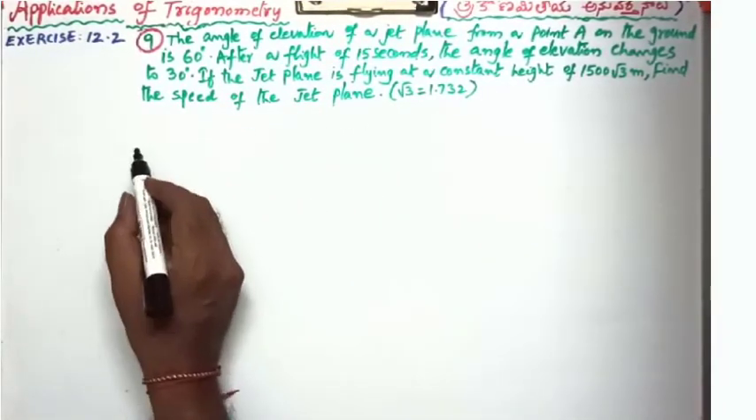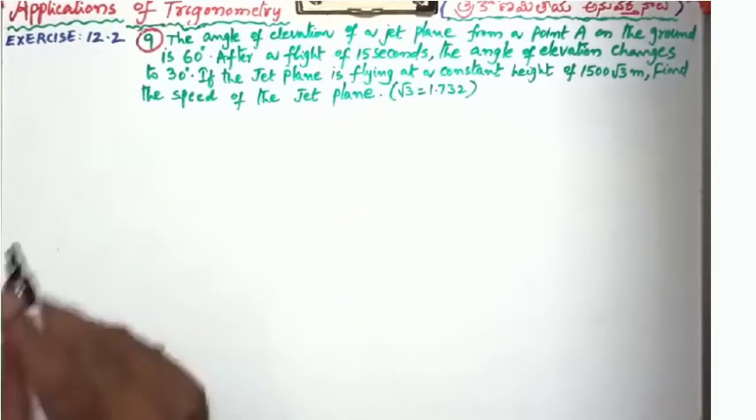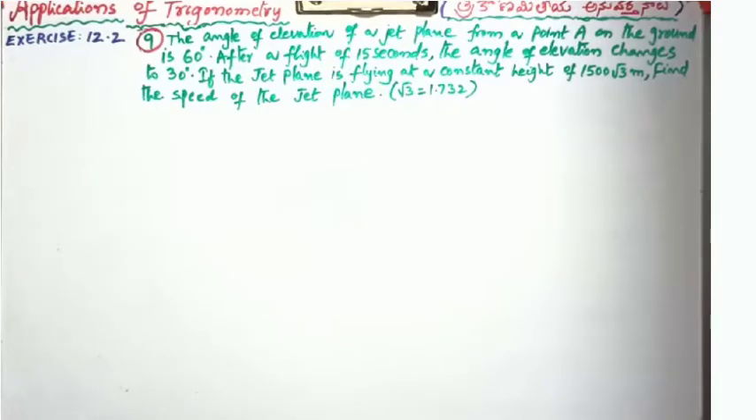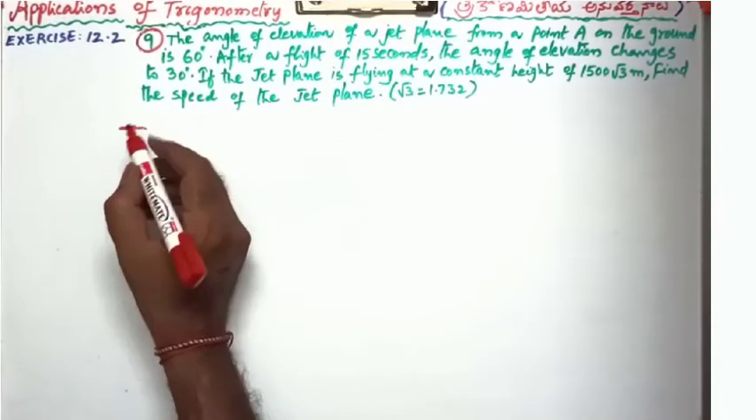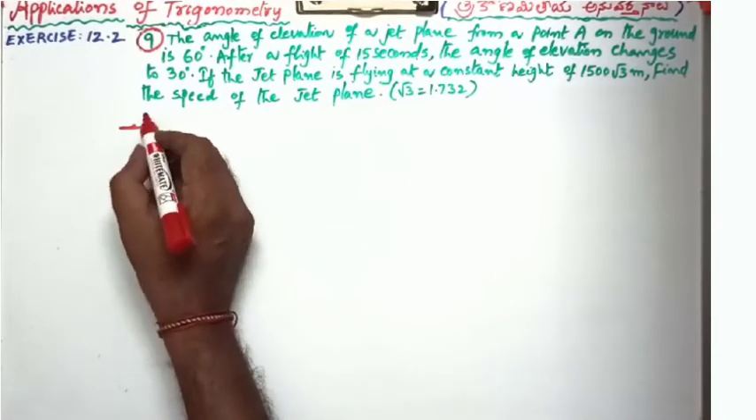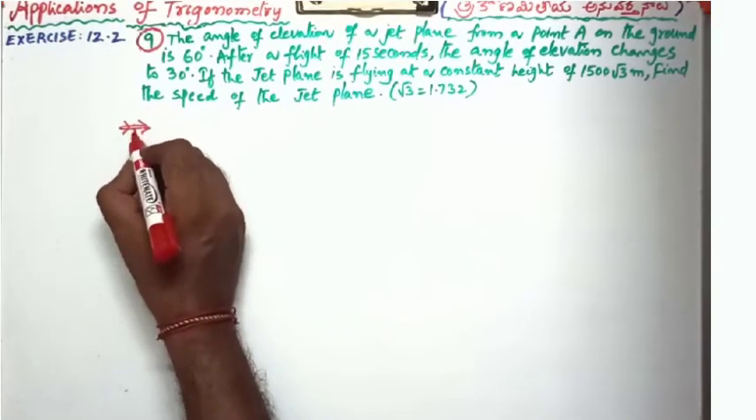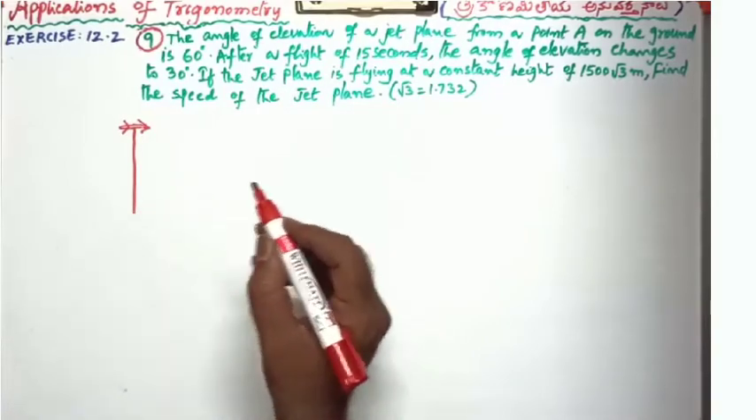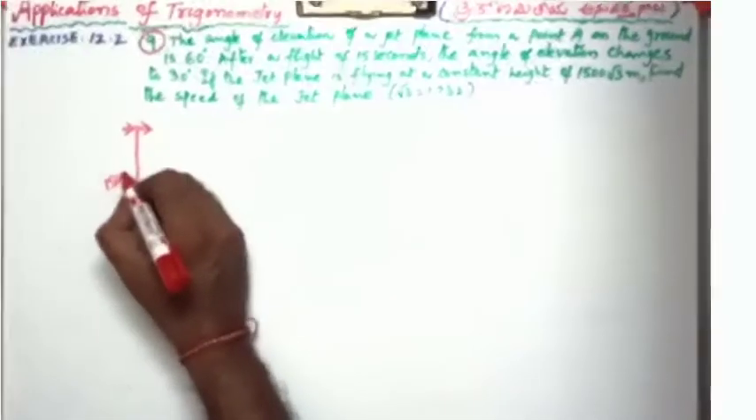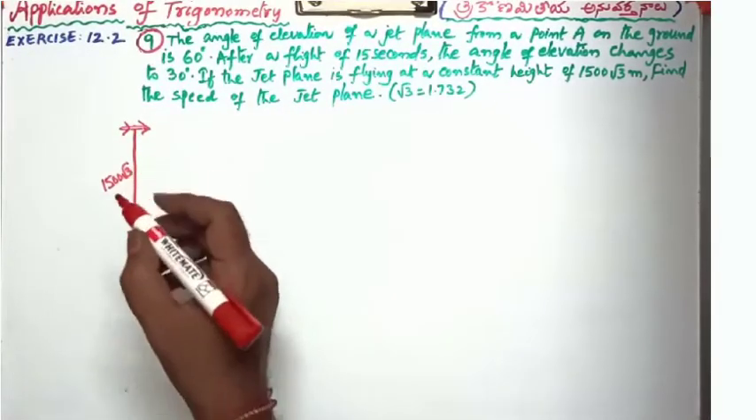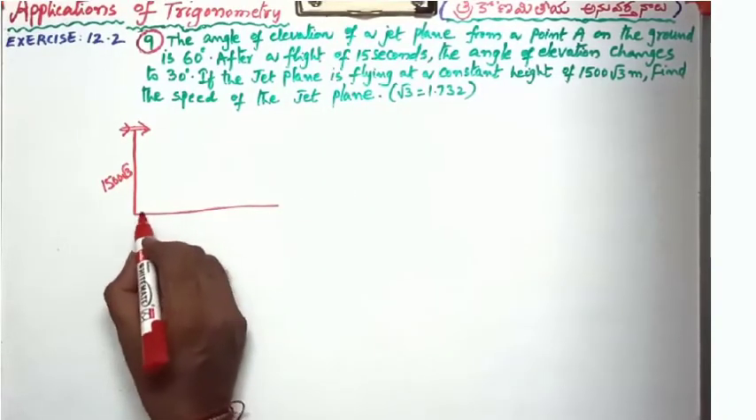So first draw a neat diagram according to the given problem. So there is a jet plane like this. This is the jet plane. Height is 1500 root 3 meters. Okay, so this is the horizontal line like this.